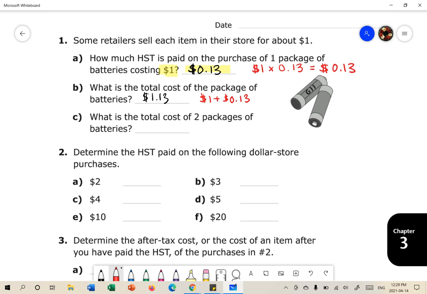What is the total cost of 2 packages of batteries? So if one package of batteries is $1.13, to calculate 2 packages, I'm going to multiply it by 2. So that's $2.26.